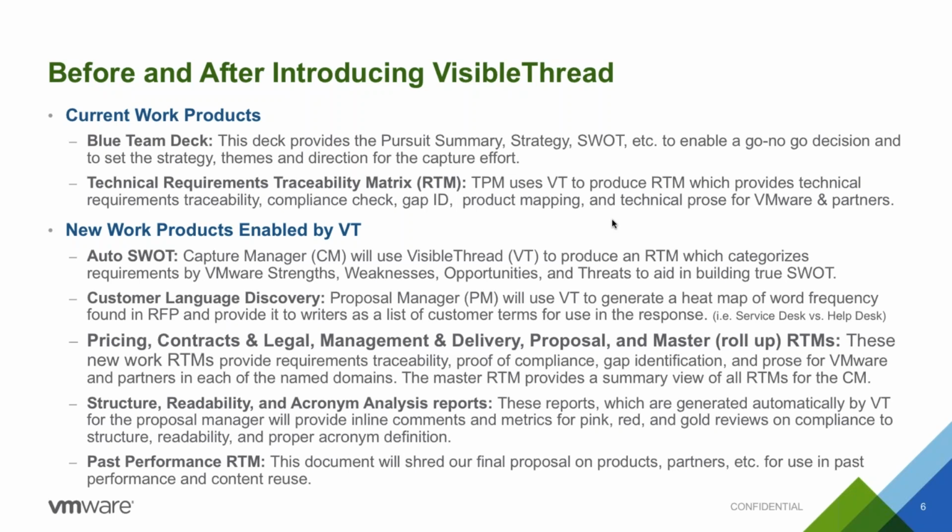So since VisibleThread, we've added a number of products to this package. As part of the blue team deck, we always have to produce a SWOT analysis of strengths, weaknesses, opportunities, and threats. With VisibleThread, we've actually created dictionaries that will allow us to parse out the RFPs and identify areas within the RFP that might speak to our strengths or potentially weak areas for ourselves, opportunities, and then areas where our competitors, for instance, might have a stronger story. So that's helped us to quickly parse the RFPs and build these SWOT tables that were normally done manually.